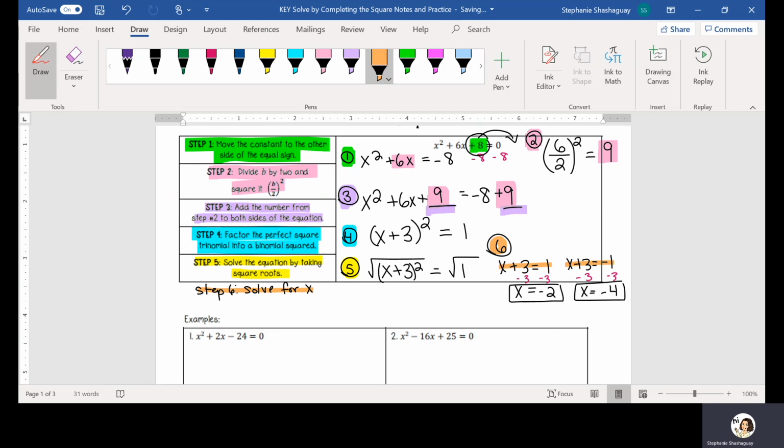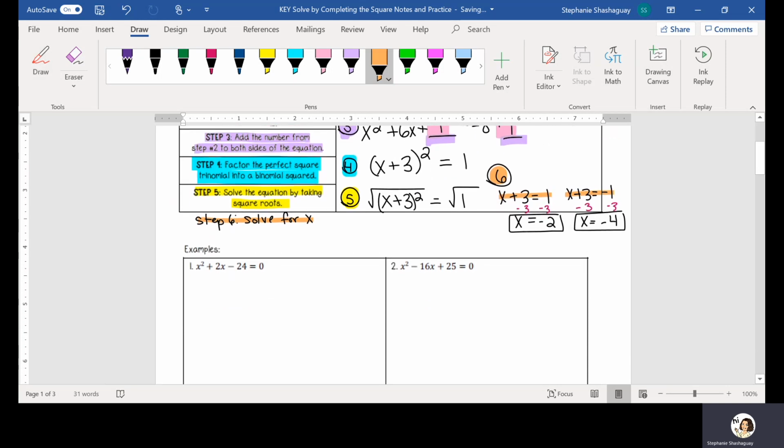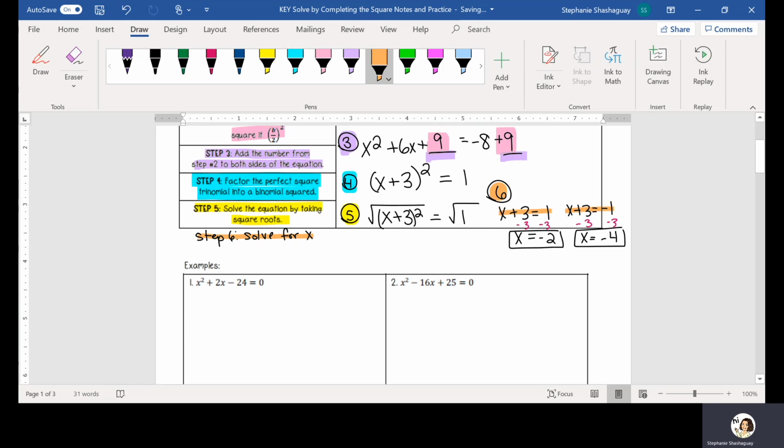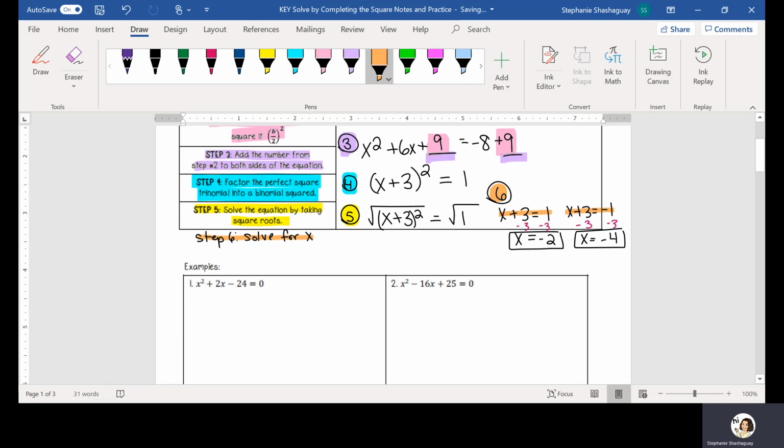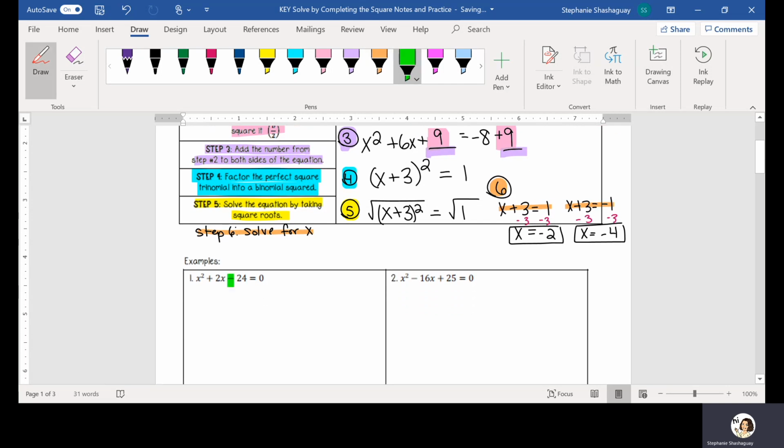So let's do a few of these practice problems below and follow our steps. So x squared plus 2x minus 24 equals 0. Our step 1 is to move the constant to the other side. So we're going to take this negative 24 and we have to add 24 to both sides. And we get x squared plus 2x equals 24. That was our step 1.